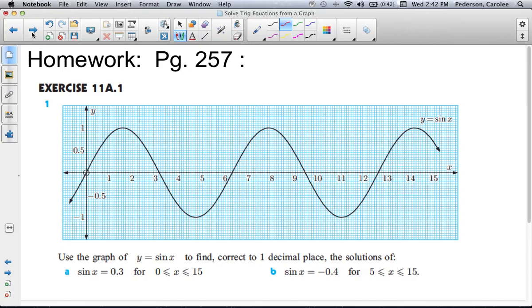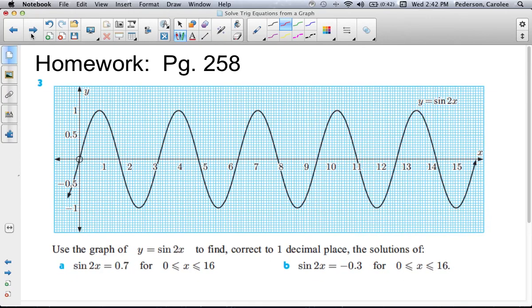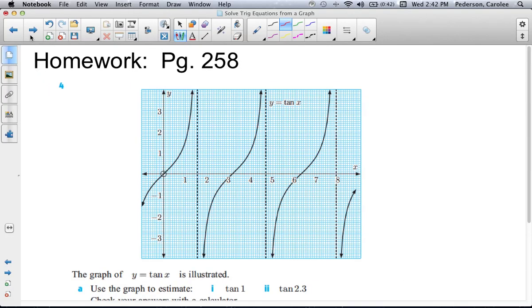There will be some problems in the textbook on page 257 for exercise 11A1 on sine, cosines, and tangents.